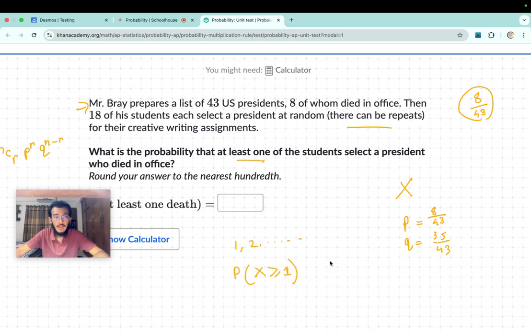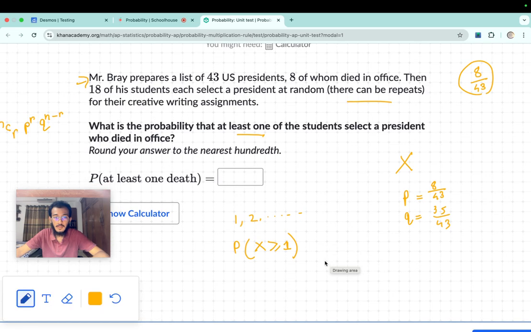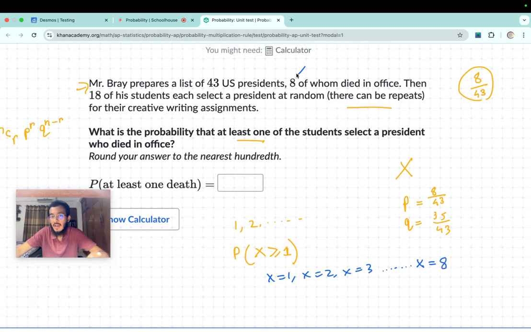Okay, now here's the problem. This is a lengthy process because we have to include x equals 1, x equals 2, x equals 3. Okay, this can continue until x equals 8, because in total you have 8 presidents who died in office, so it cannot go beyond that. However, it is a lengthy process.